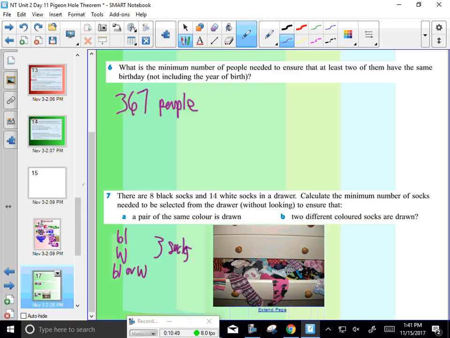Now this one's interesting. You have 14 white and 8 black. How many would you need? 2 different colored socks are drawn. What's the minimum number to get 2 of the same color? Well, why'd you say 15? Why not 9? What's wrong with 9? But there's 8 black socks. If I drew 9, I'd be set. But they could be 9 white. So to be totally sure, what would it be? 15, yep. You get the idea how this works?